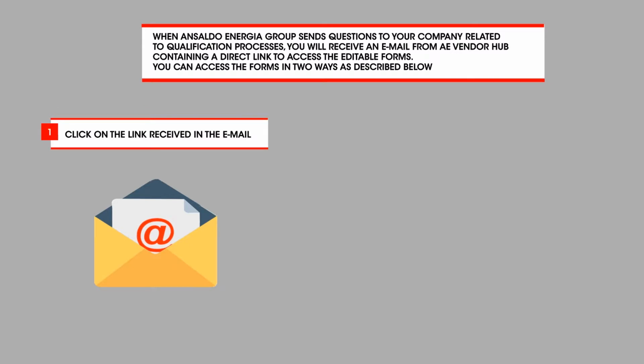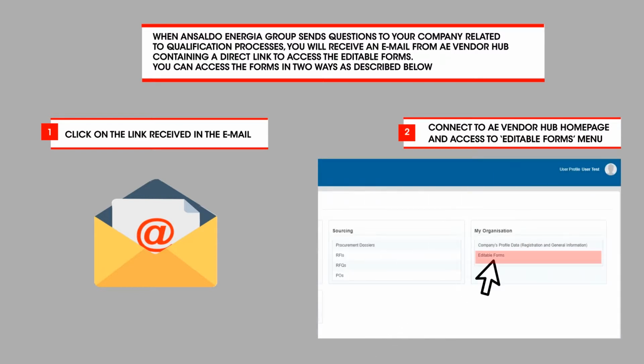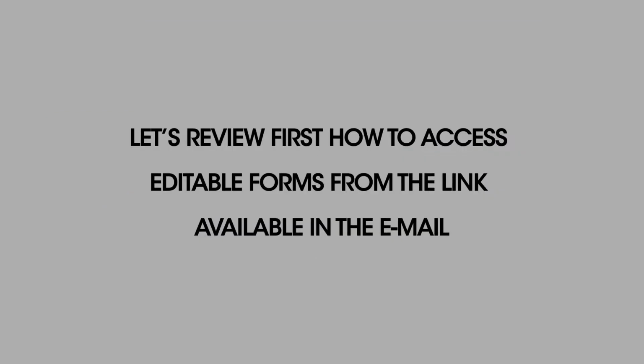Click on the link received in the email. Connect to AE Vendor Hub homepage and access to Editable Forms menu. Let's review first how to access editable forms from the link available in the email.